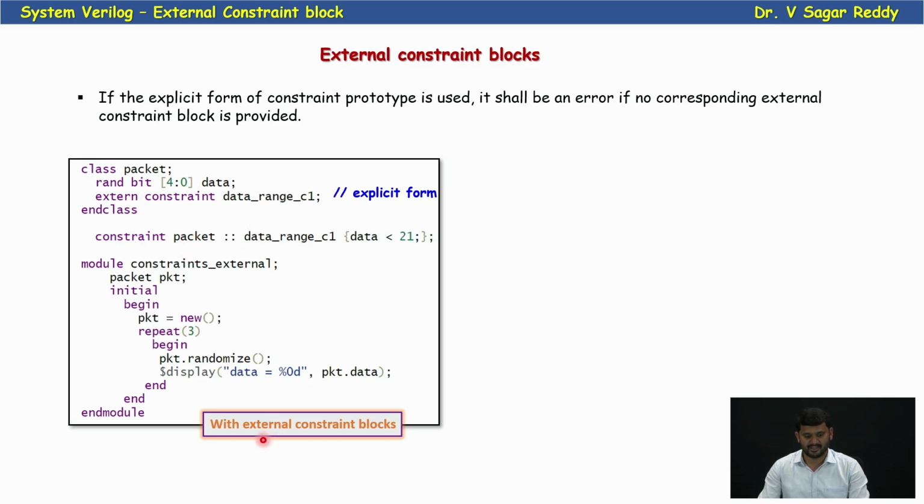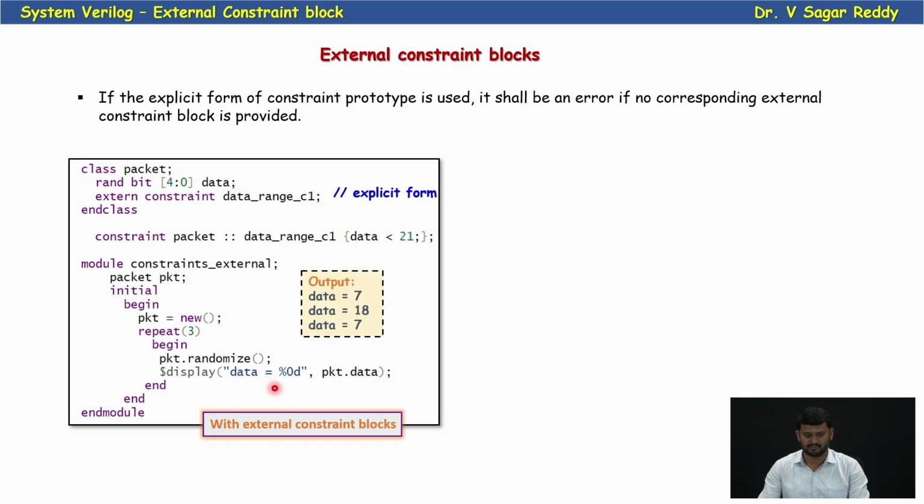So with an external constraint block, we see that packet is a class having a random variable data and a constraint data range C1. Now I'm defining the external constraint block: constraint, class name, scope resolution operator, and that constraint name. Then this is my expression, data less than 21. Module packet pkt: here I'm just creating a variable of packet type, which acts as a handle. Then in initial begin, I'm creating one object and randomizing this object 3 times.